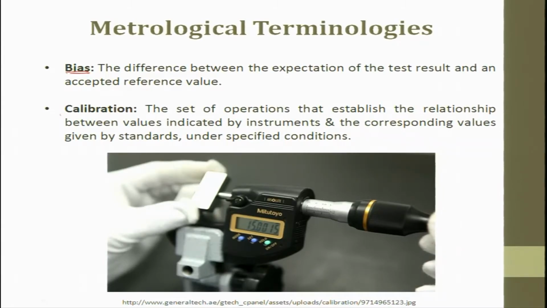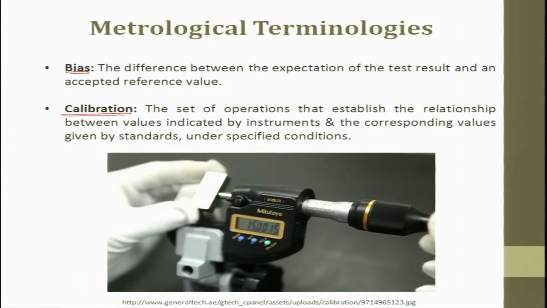The next important thing is calibration. Calibration is done at two times, at the beginning and then regularly while running. We always try to calibrate with reference to a standard. A set of operations that establish the relationship between values indicated by instruments and their corresponding values given by standards under specified conditions is nothing but calibration.